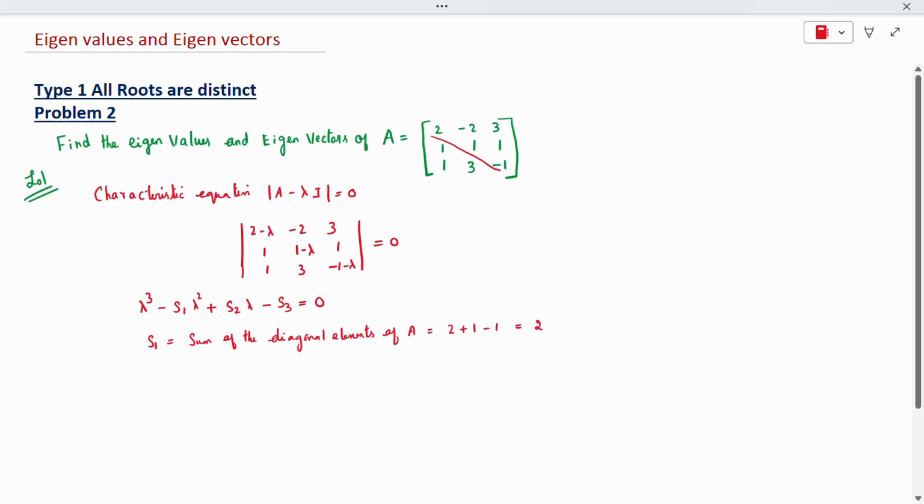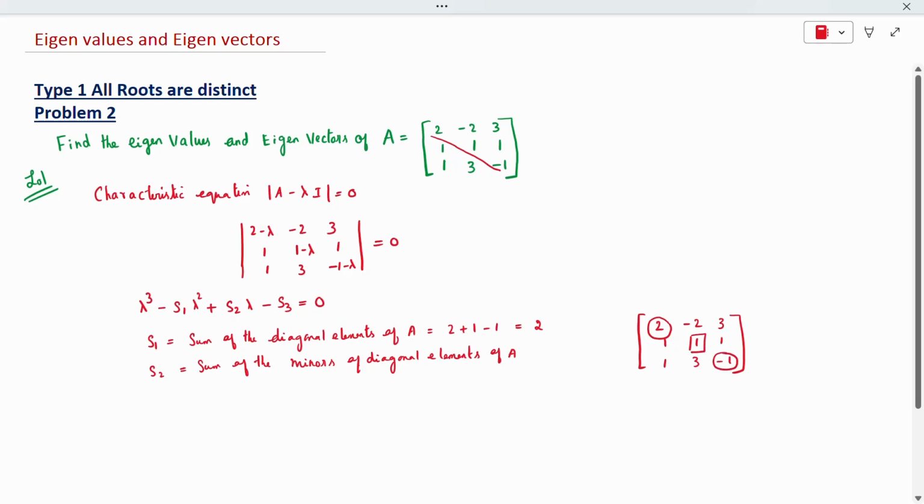Okay. So S2 is the sum of the minors of the diagonal elements. How to calculate it? The determinant is nothing but 2, minus 2, 3, 1, 1, 1, 1, 3, minus 1. So what are your diagonal elements? Here 2, 1, and minus 1 are the diagonal elements.